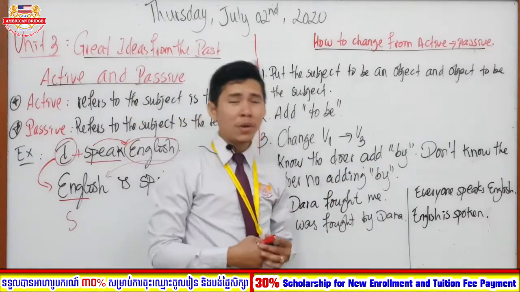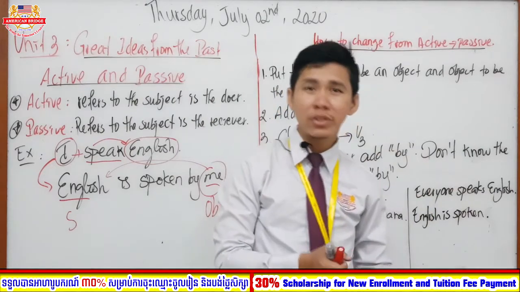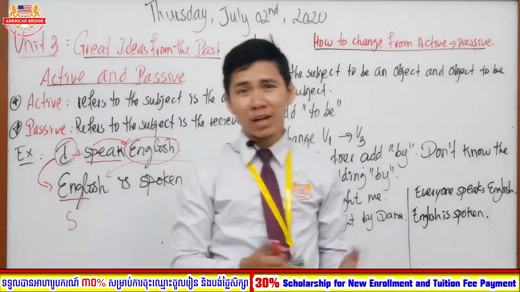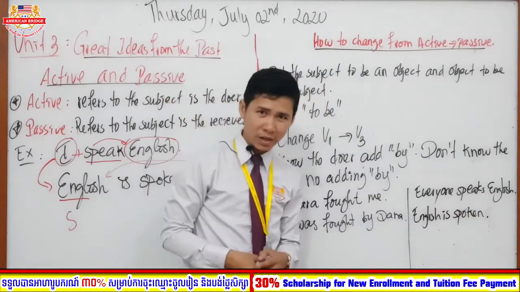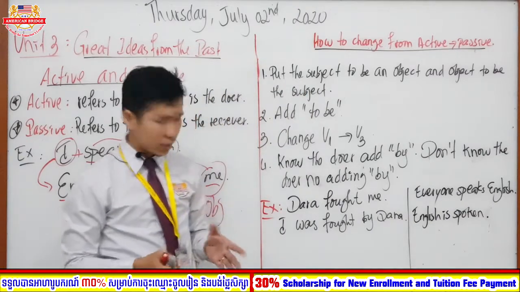Okay, so in here, if you know who the doer is, who does this activity, you can use the word "by someone else" or "by that person." But if you don't know, there is no need to put anything else. Okay, so right now everyone, let's look at our example all together.